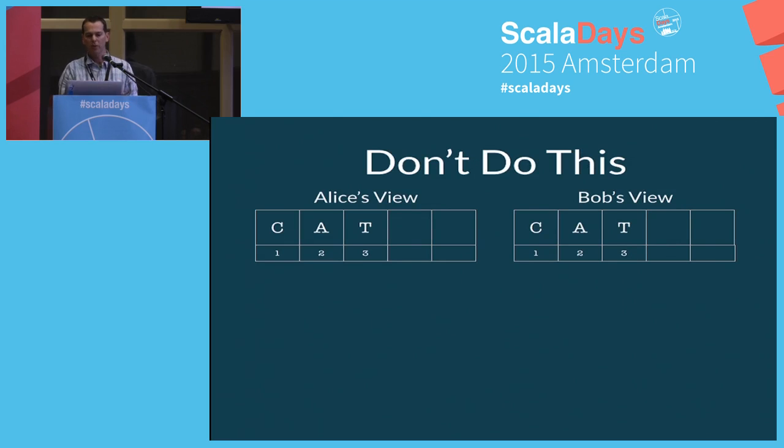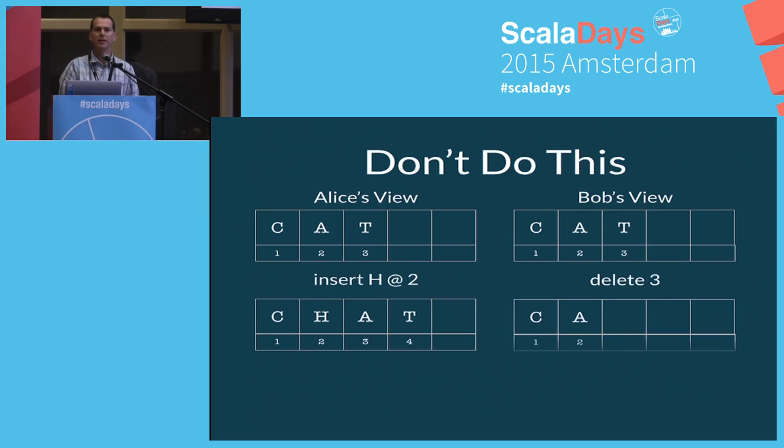Here we have two people, Alice and Bob. They're taking a day off from cryptography, and they're working on a document about cats. So they're both sharing a document that has the word cat in it. And what Alice is going to do is insert a letter H at position 2. She's going to end up with the word chat. Pretty straightforward. Meanwhile, Bob's going to delete the last character, that T. This is fine. Nothing's gone wrong yet.